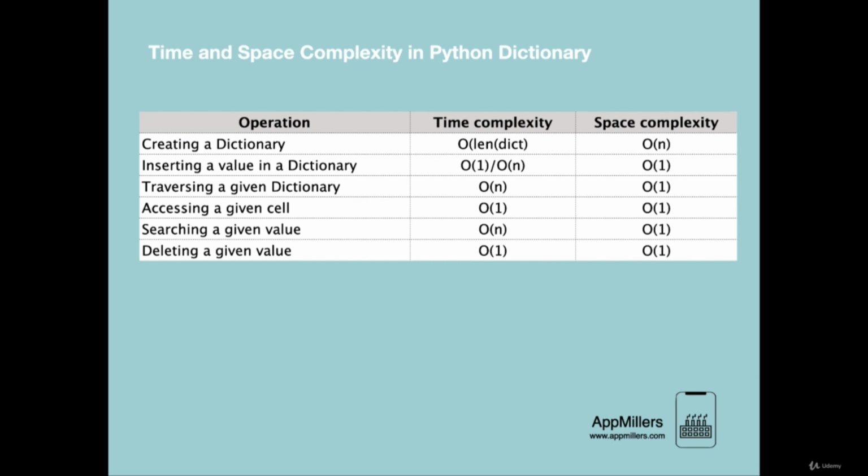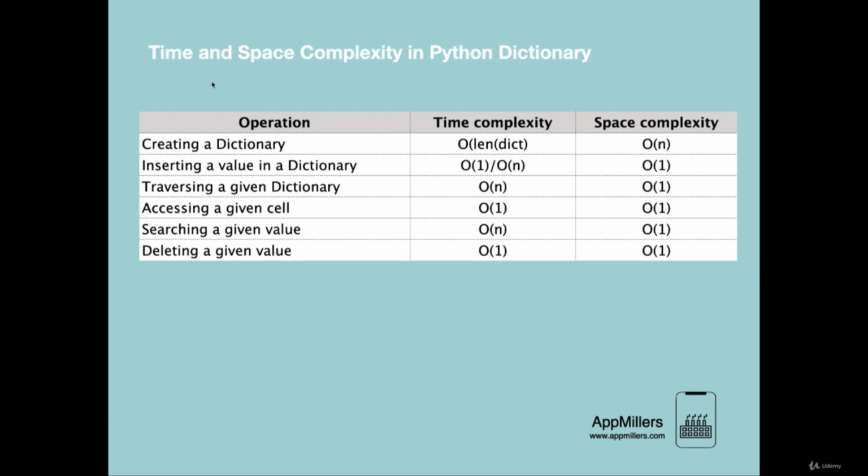So the next operation is traversing a dictionary. Traversing a dictionary is O(n) time complexity, because in this case we have to visit each and every element of the dictionary one by one. So this operation is very time consuming. That's why it takes O(n) time complexity. The space complexity is O(1), because when traversing a dictionary, additional memory is not required. We are just visiting the elements, we can print them or update them. So in this case, additional space is not required.